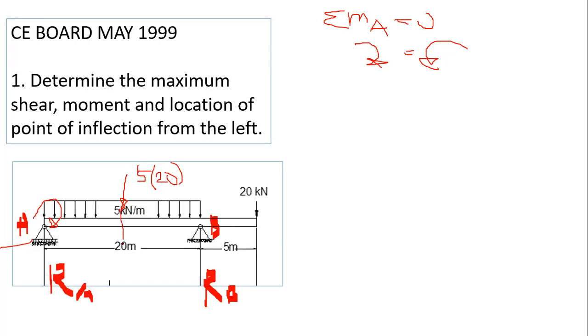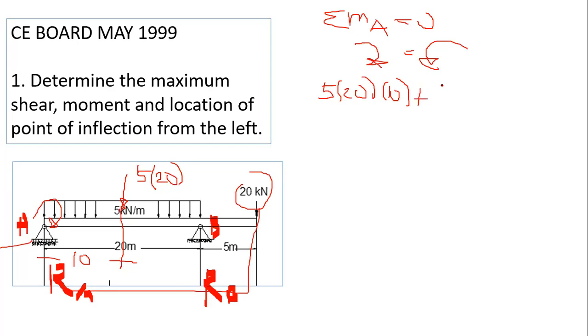And then the distance going from here to here is just half of 20. This is equal to 10. So you have 5 times 20 times 10. What else? In the clockwise direction, you have 20, with the distance from here to here being 25, so you have plus 20 times 25. This is the clockwise direction. Counterclockwise, only RB, so RB times 20.